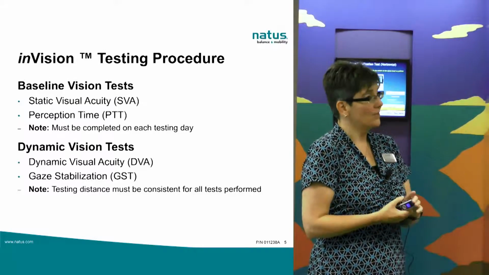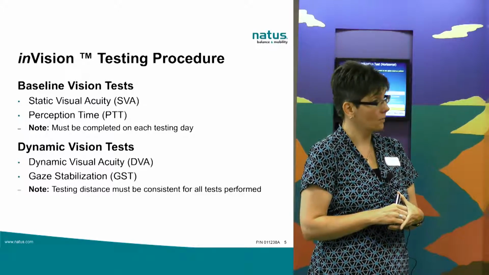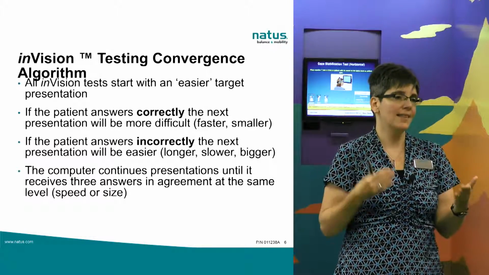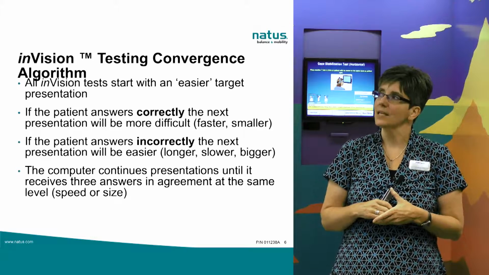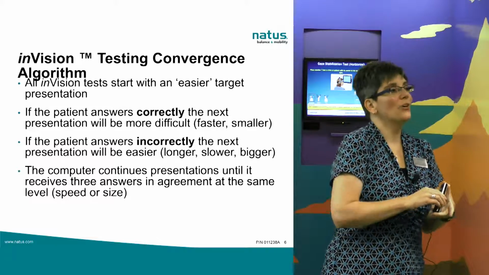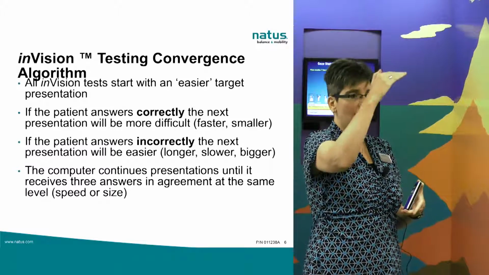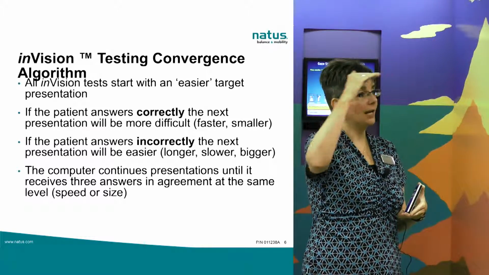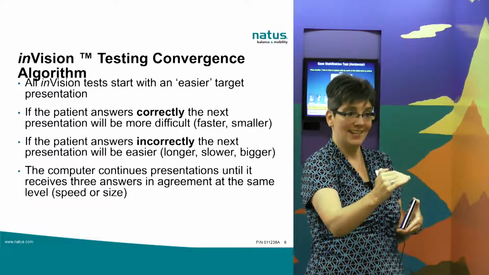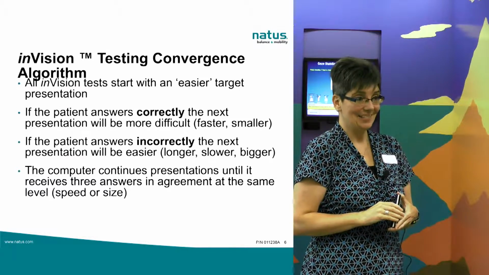The protocol for this is that we start always with static acuity and perception time to get a baseline so that the computer has something to compare against. And we recommend that we start with dynamic visual acuity and then move on to gaze stability. When the protocols were first developed, the optotypes would be presented sequentially, line by line by line. So the optotype would be big. If you got it right, it got one line smaller, one line smaller, one line smaller. And it took a really long time to complete the test protocol.